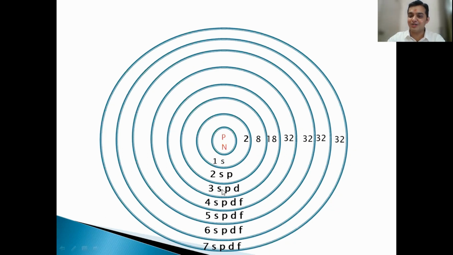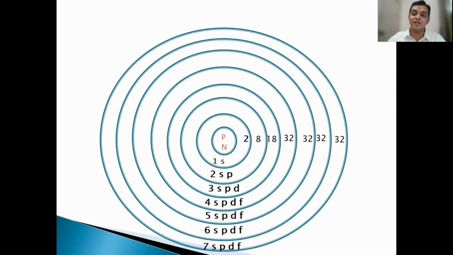Similarly, for the third one, it contains S, P and D subshells, where S contains 2 electrons, P 6 electrons and D 10 electrons. If we add all of them, 2 plus 6 is 8, 8 plus 10 is 18. Similarly, we can calculate 32 for all the shells. But today I'm going to show you how these electrons are filled into these orbitals. To understand this, we have to go through the energy level of it.